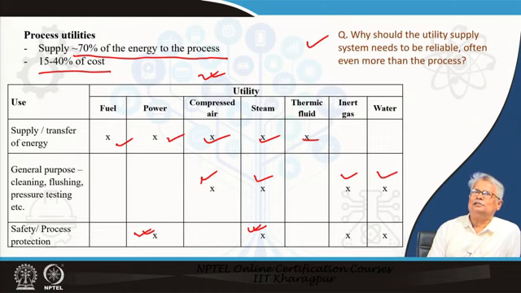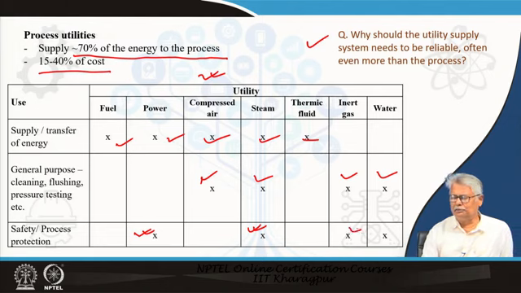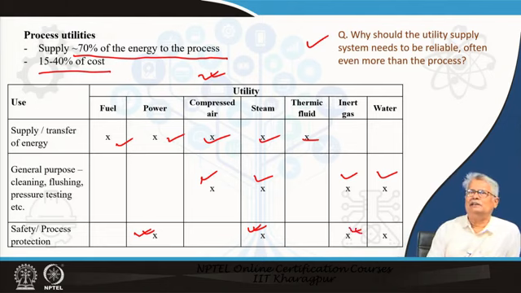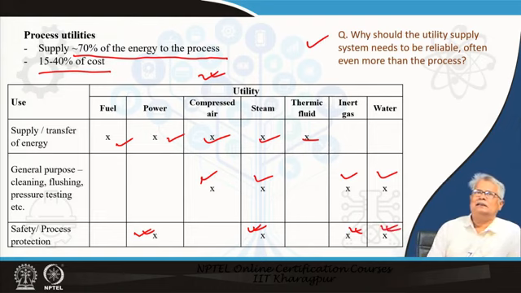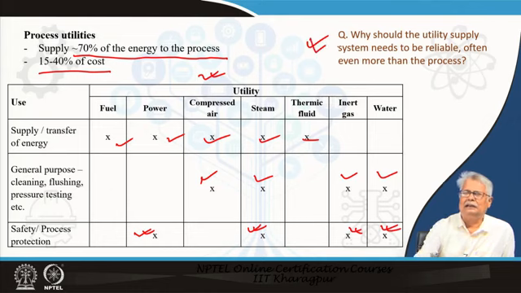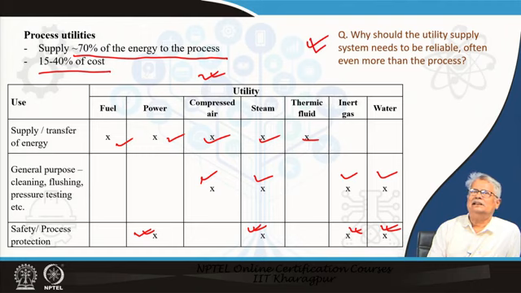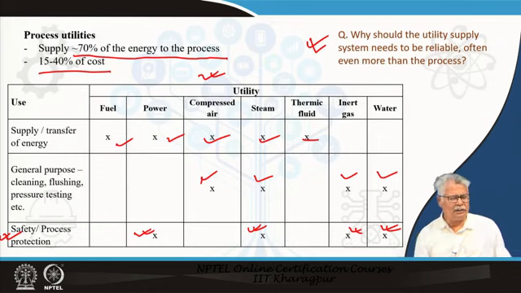The inert gas is often used to drive out combustible gases in any enclosure, and quite naturally there is a contribution to safety from the inert gas also, and water is for firefighting, everyone knows it. So, by this time you must have got the answer to your question: in order to have safe operation of a plant, it is essential that these 4 utility components should have a reliable supply, often more reliable than the process itself.